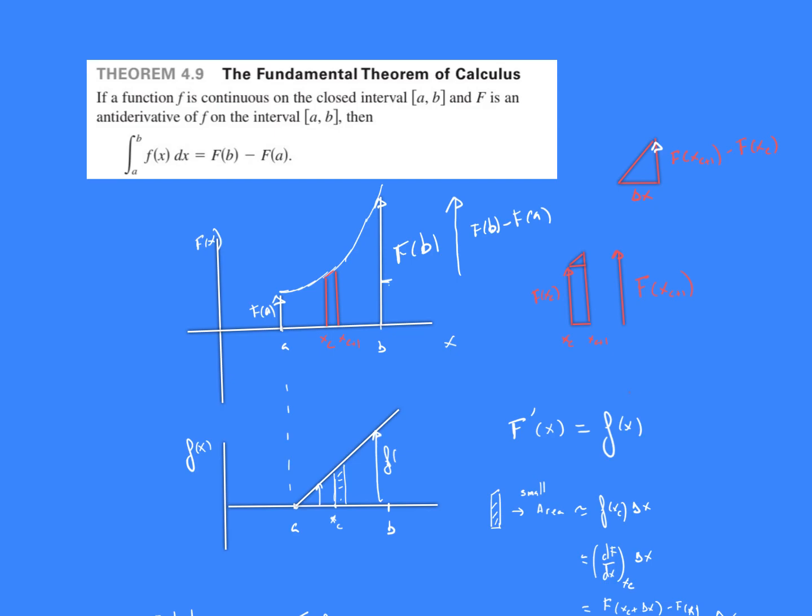Okay, so now let's pay attention to the area under the curve of little f of x. The area under the curve of little f of x is this area, which is the value of the height, f of x sub c, multiplied by the width. f of x sub c times delta x is the small area that is here.